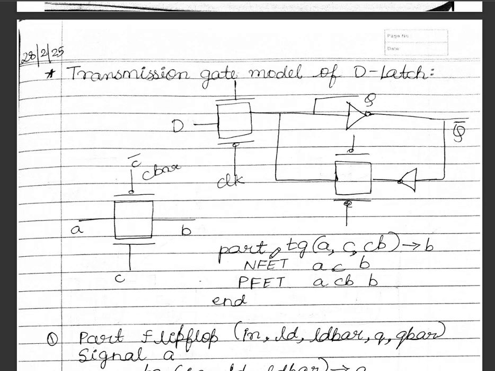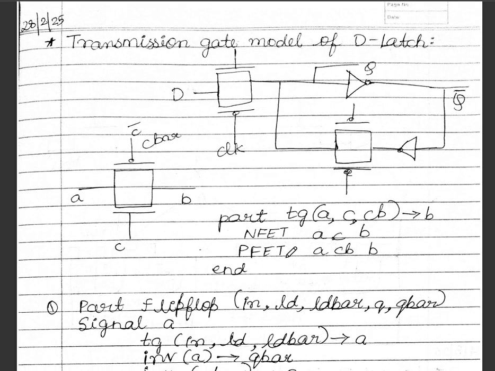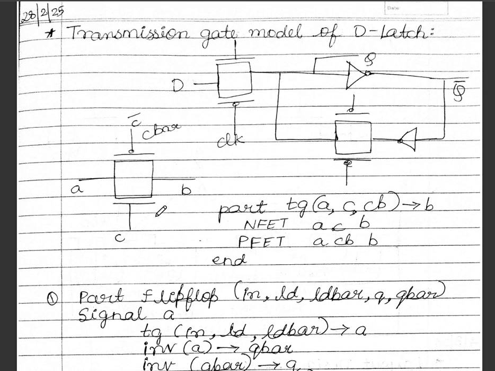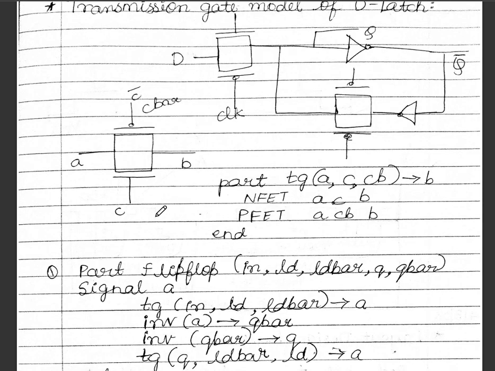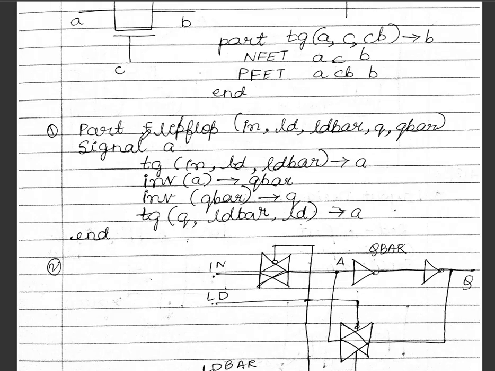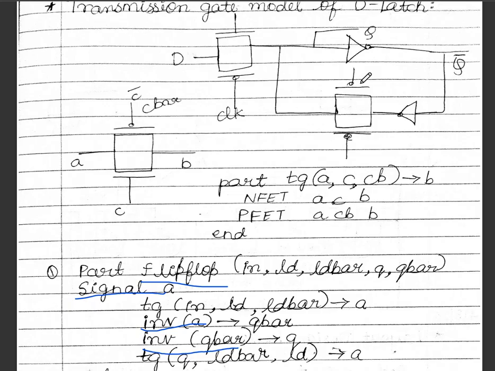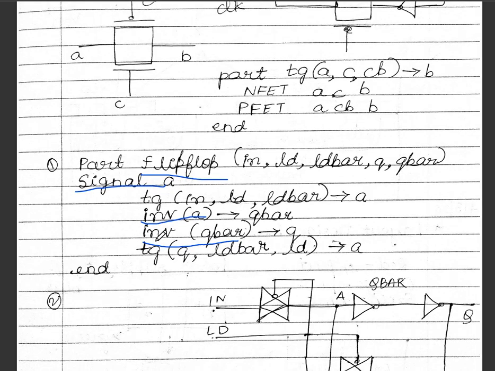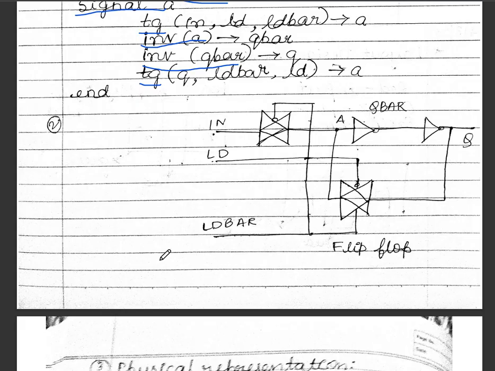Next is the representation of the D-latch. So this is the diagram along with the symbol. In the previous lecture I have explained the transmission gate model of the D-latch. So next one is the flip-flop. In the flip-flop also, similar to the model, you have to write the signal, the input and the output, and then you represent based on the number of inputs. As we are using two inverters in the D-latch circuit, here we have used two inverters, and then the input and output. So TG represents transmission gate.